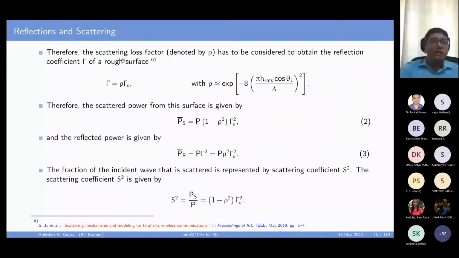Because of this scattering, you have additional loss in the reflected wave. Suppose the scattering loss factor is rho, then the actual reflection coefficient becomes rho times gamma s. This rho is less than 1 because there is some loss. That's why the reflection coefficient is actually lower than the reflection coefficient of the smooth surface. And this rho is given by the surface disturbances, the wavelength, and the incident wave.